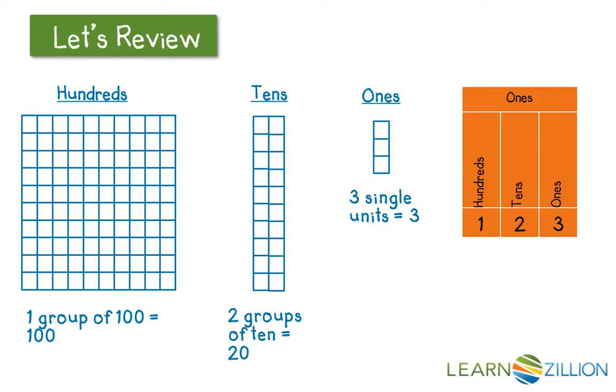Let's review. You're probably familiar with using base 10 blocks to represent numbers. For example, a group of 100 would equal 100, two groups of 10 would equal 20, and three singles would equal 3, so this would represent 123.